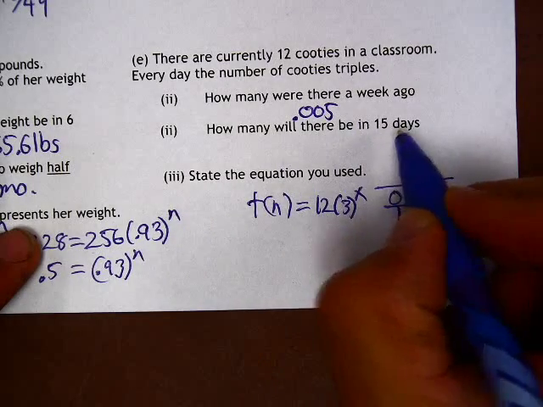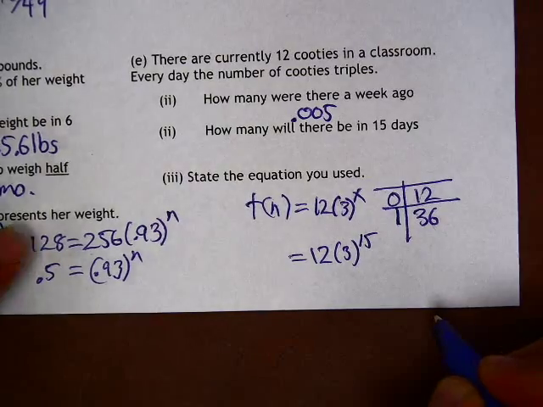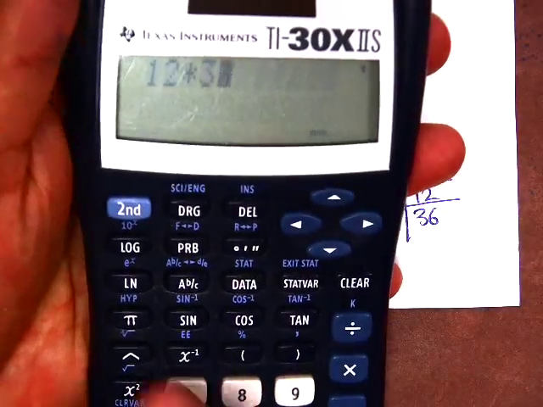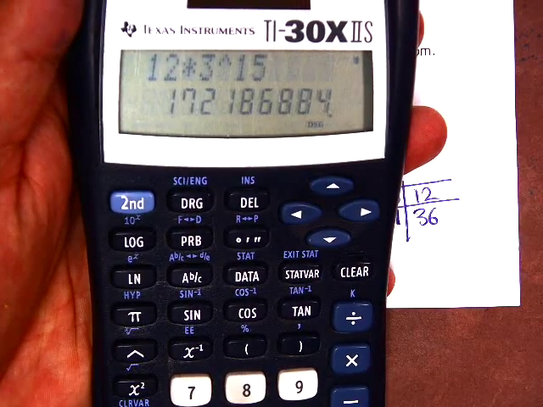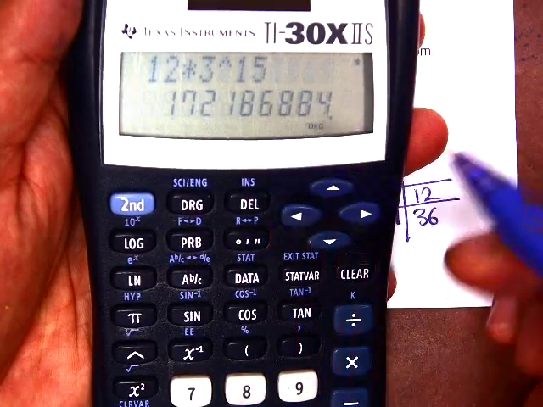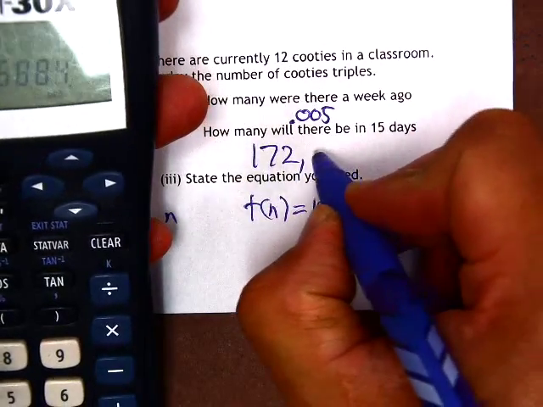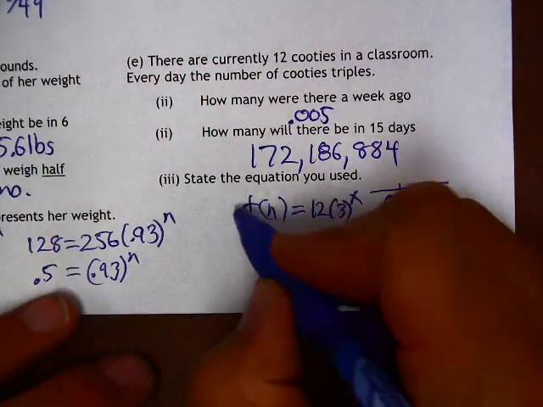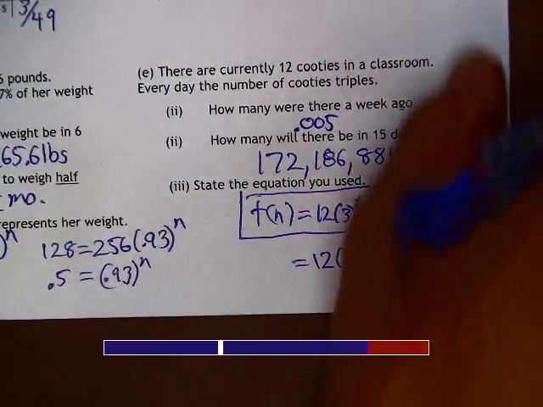How many will there be in 15 days? So that'll be 12 times 3 to the 15th. And so I do 12 times 3 exponent to the 15th. And I get a huge number. 172,186,884. Anyways, the key is to see that you're using these explicit equations on all of these.